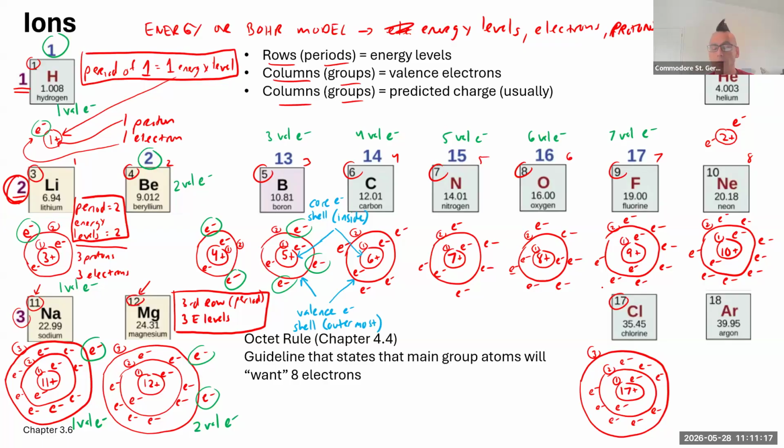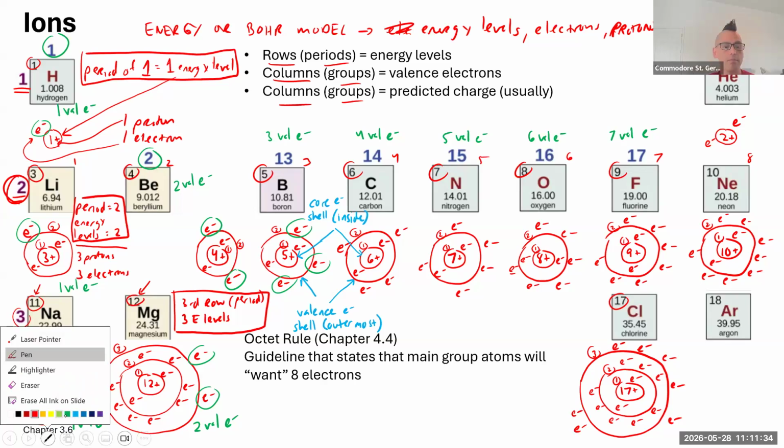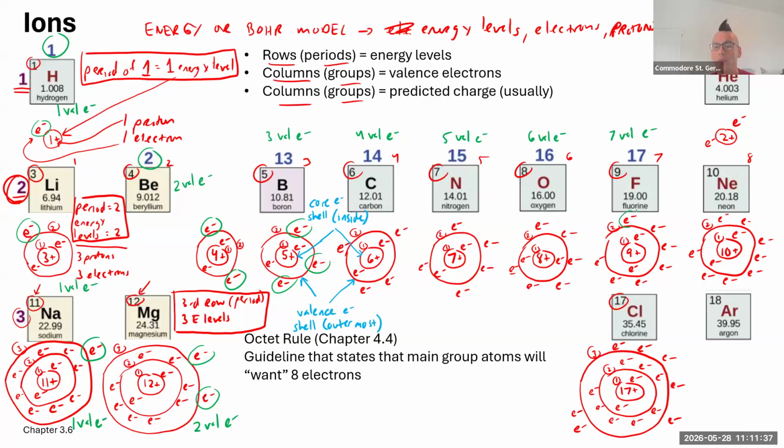All right, we need seven more. If the first and second energy levels are full, we're going to have to put them in the third energy level. So let's say one, two, three, four, five, six, and seven. Let's count them. Fluorine has one, two, three, four, five, six, and seven. Chlorine has one, two, three, four, five, six, and seven. Wow, that's cool.